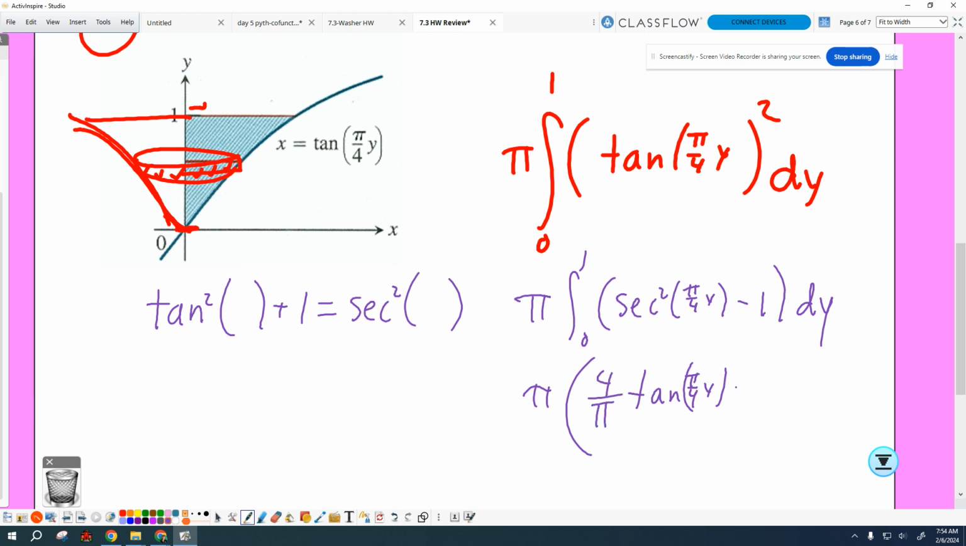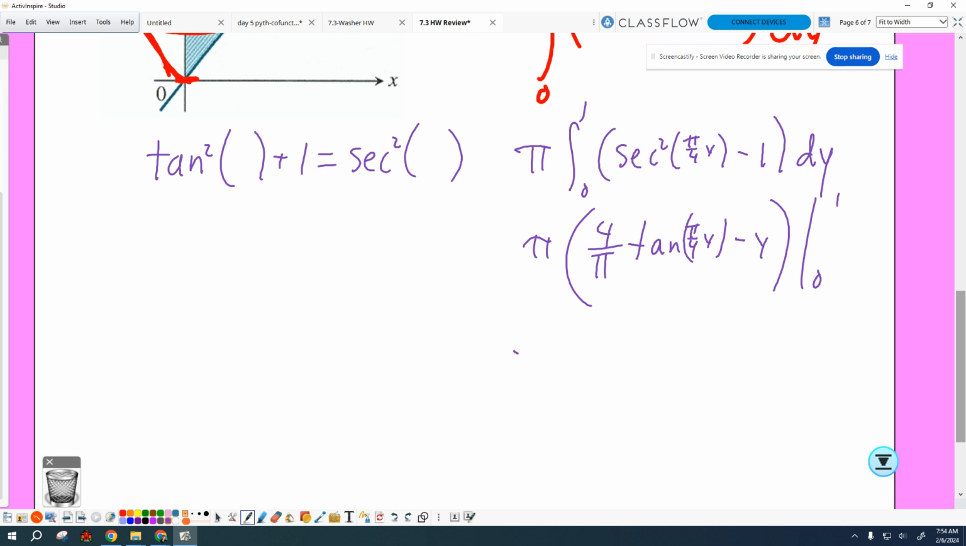Integrating this, minus 1 is y, and evaluating from 0 to 1. Tangent of pi over 4 is 1, so that's 4 over pi, minus 1. Now plugging in the 0, tangent of 0 is 0, subtracting 0 is still 0. So it comes out to 4 minus pi. But if you use the calculator, you get 0.277 or whatever it is.